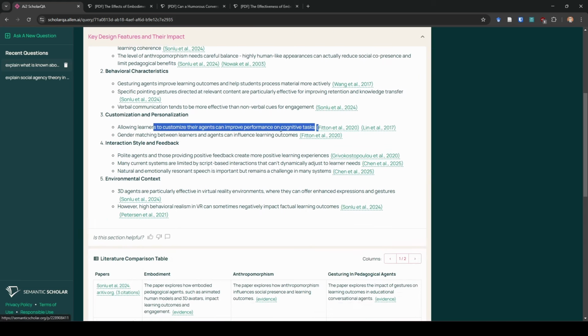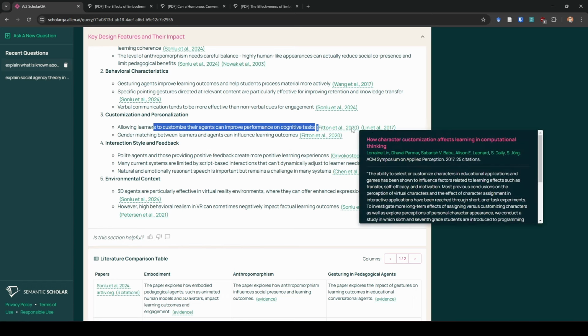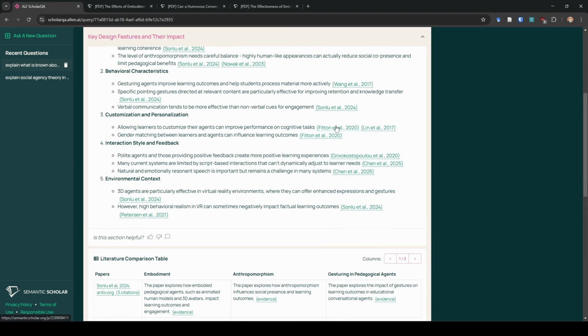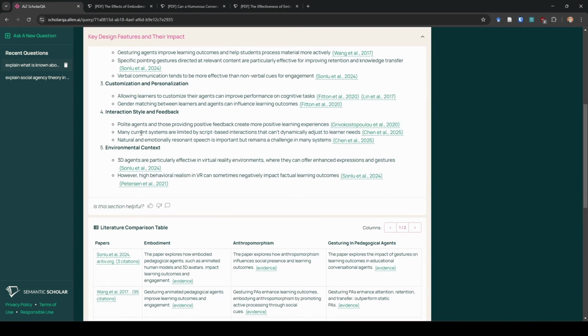Okay, this is interesting. I have not necessarily seen this, but I also haven't seen these papers. So this is why this is so cool, because it helps me find papers I didn't even know existed before. Okay, so interaction style and feedback, polite agents. I'm not familiar with that paper either, but that's one of the ones that I saved out of the other one, I think.